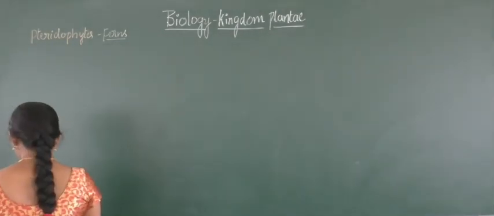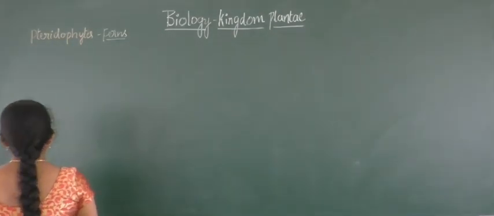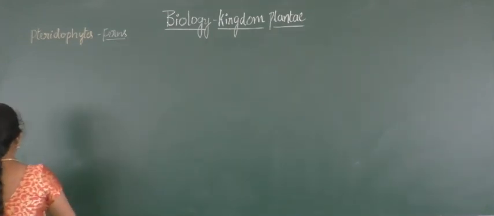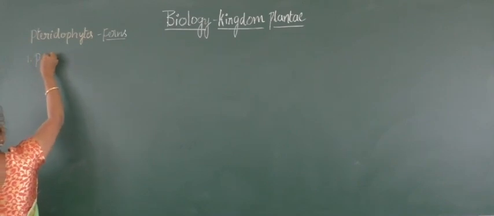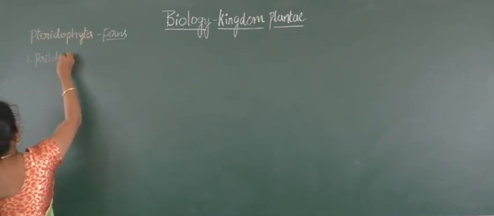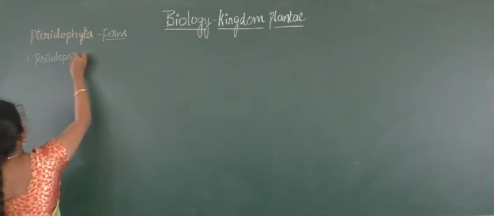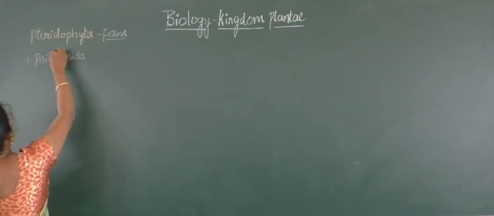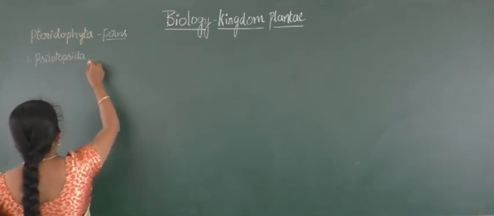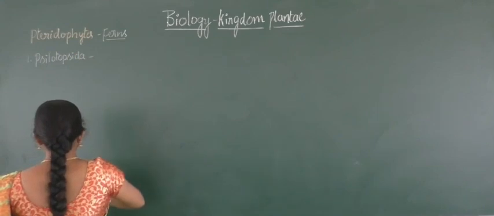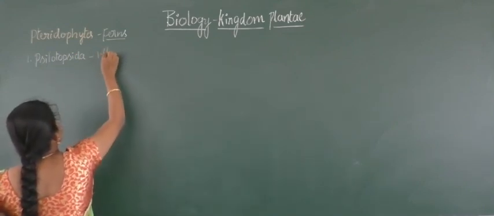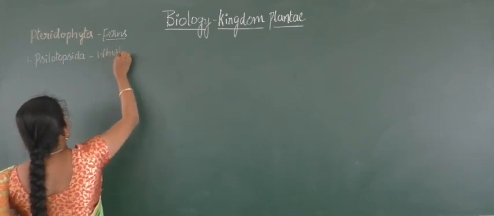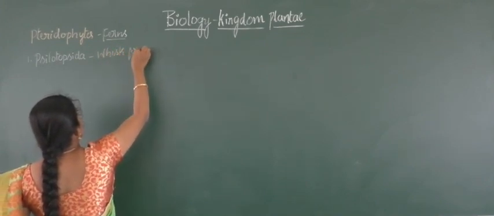Organisms have been classified in different groups. First one is Psilopsida, and they are commonly called whisk ferns.